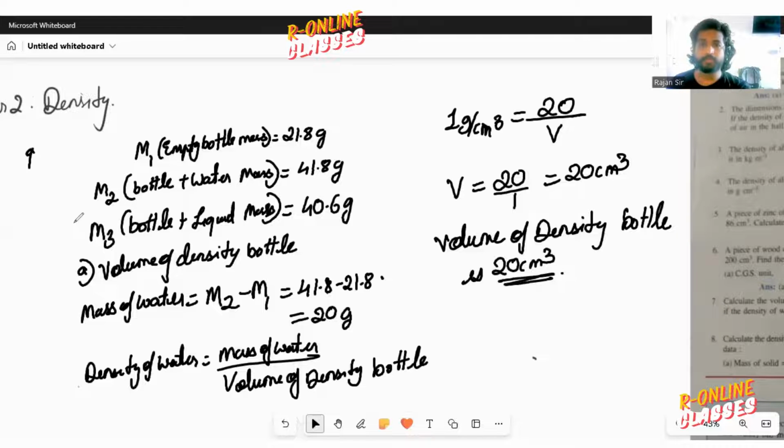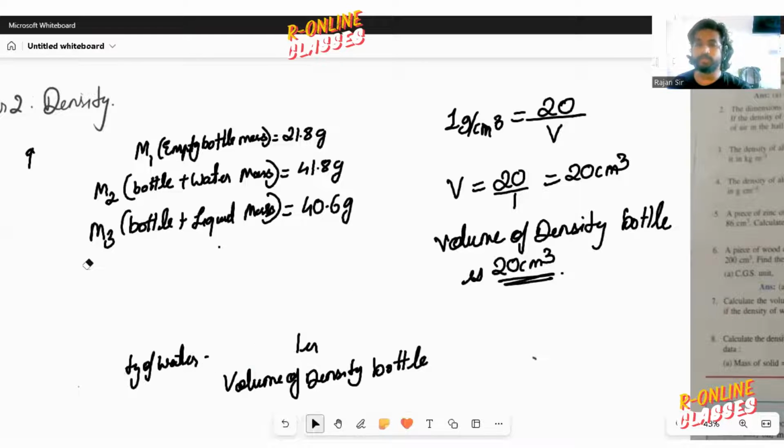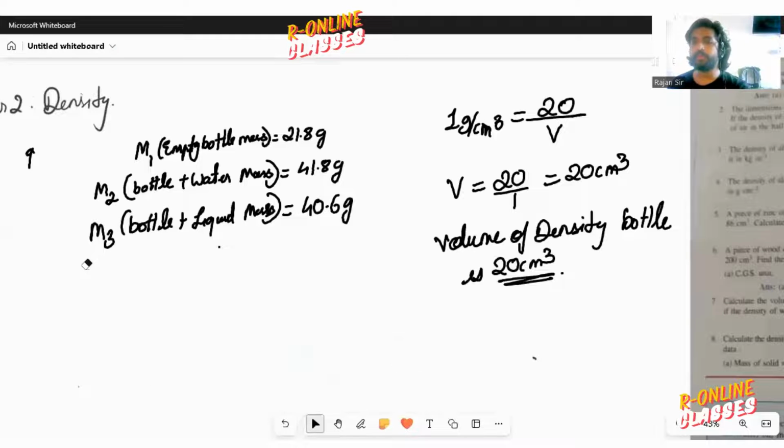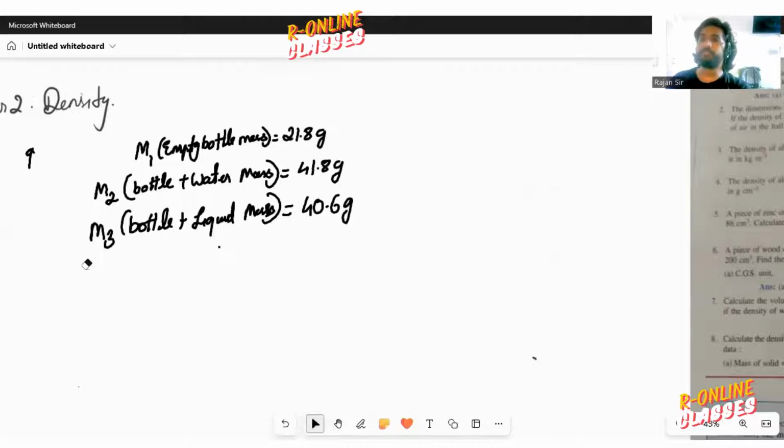For that, I'm erasing a small part of this. Please, at any point, if you find anything difficult, pause it and you can record it, or you can go back and read it. If there's any problem, you can write it in the comment section.